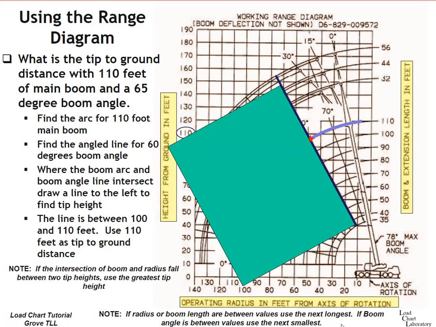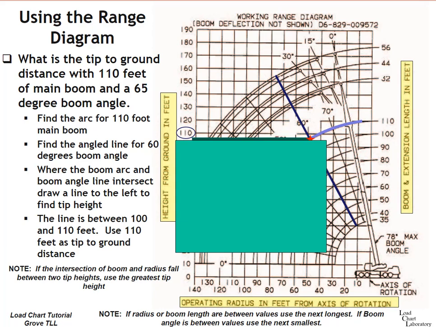You can also use the straight edge or your scrap paper as a straight edge for this type of situation as well. Just line up the edge of your paper along with the diagonal line for 60 degrees, rotate it around, and the line to the left or the edge of your paper, you follow that edge over to the left. It ends up just below 110 or between 100 and 110, and we're going to use 110 as our tip to ground distance or tip height.